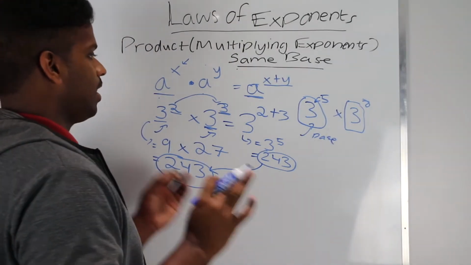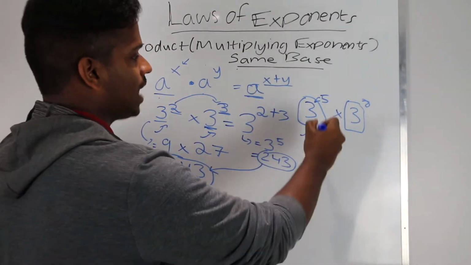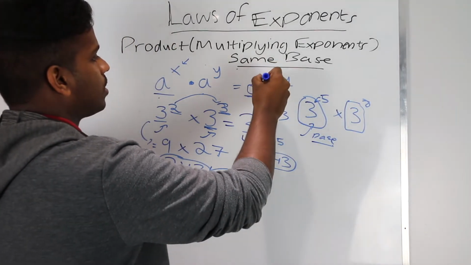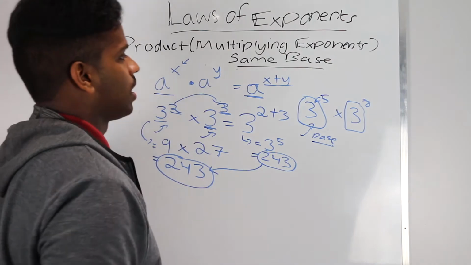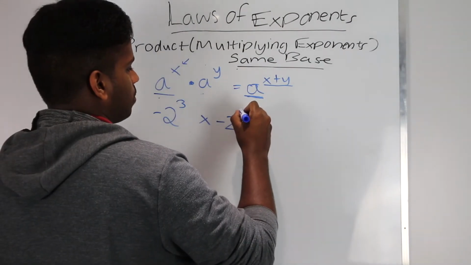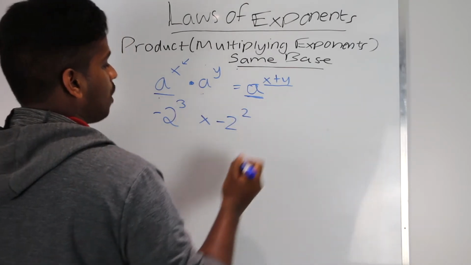So the key here is when you're multiplying exponents with the same base, you can just add the exponents only. So let me show you another example. Negative 2 to the power of 2. So how would we solve this?